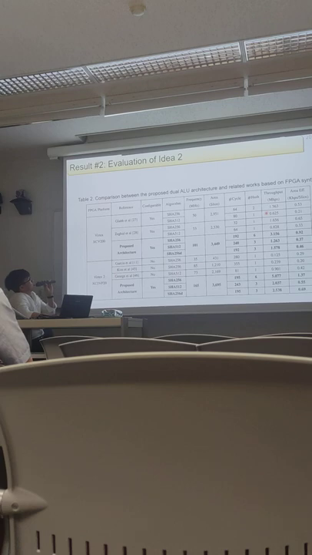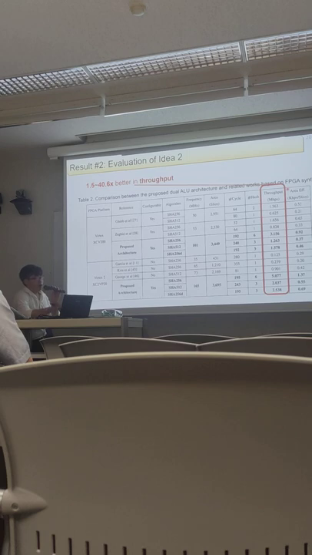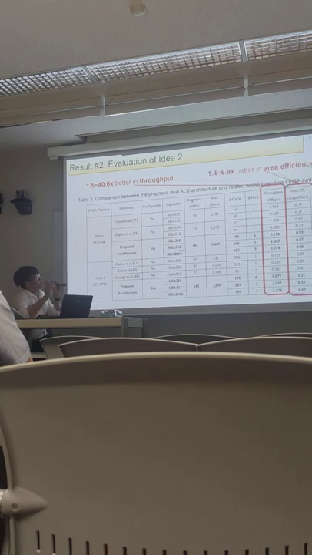So next, I will evaluate IDEA2. IDEA2 aims to improve the dual ALU. We compare the dual ALU architecture with related FPGA-based work. On the two FPGAs, our throughput is 1.5 to nearly 40 times better, and also 1.4 to 6.9 times better in area efficiency.